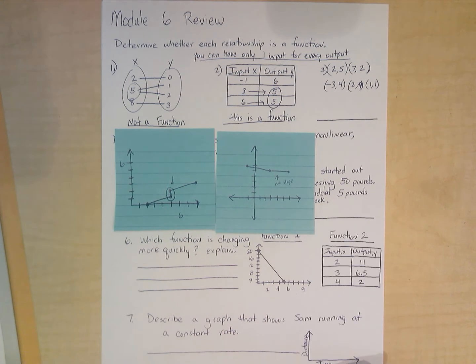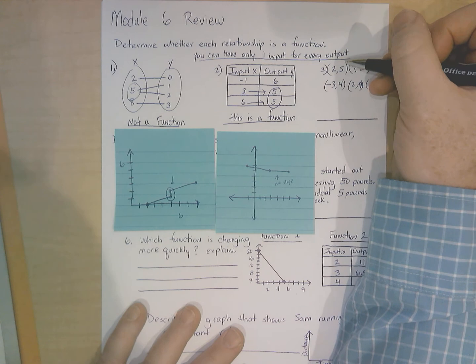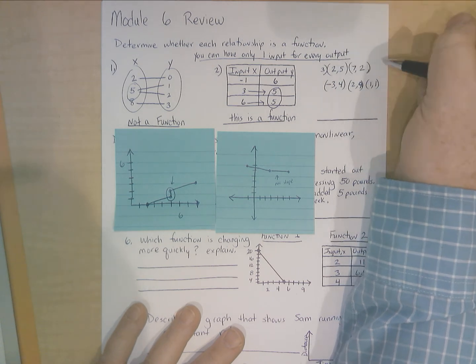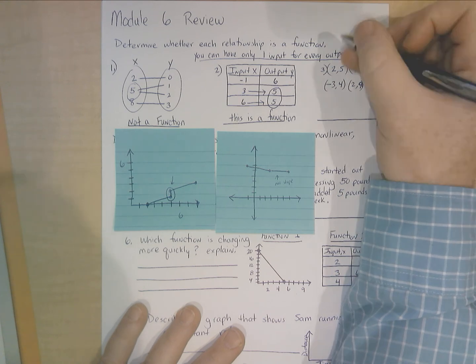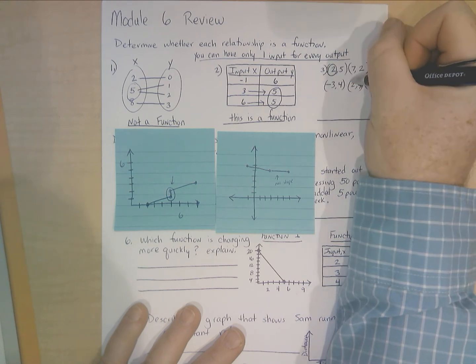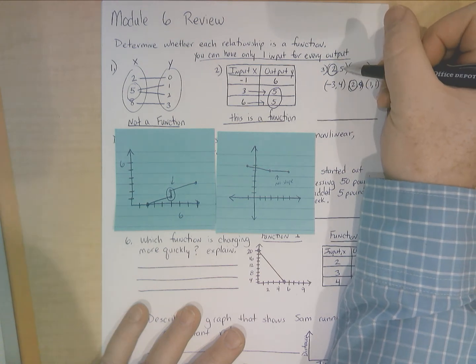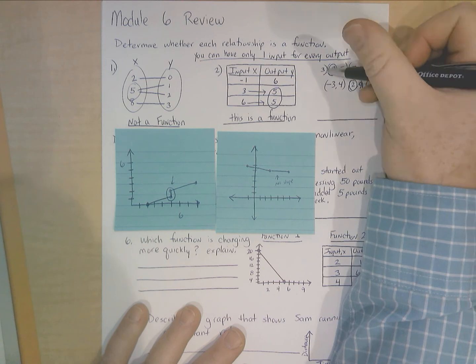All right, number 3. So number 3, just look and see if you have any repetition of any x's. So 2, 5 is good, 7, 2 is good, negative 3, 4 is good, 2, 9. All right, we've seen 2 before. There's another 2 right here. So if I plug in a 2 and I get 5, and I plug the same 2 and I get a 9, something's wrong. So that means this is not a function.